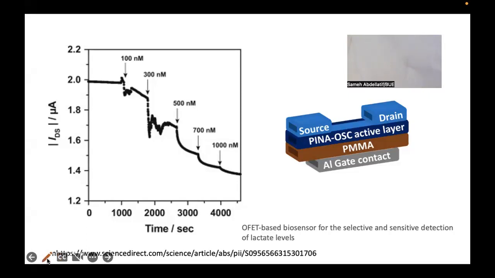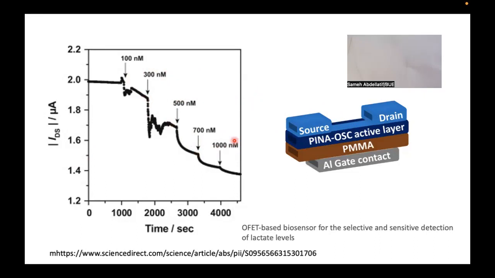And as you can see from this graph, as an output graph of this paper, this semiconductor acting as a channel connecting the source and the drain changes its property by the injection of different samples with different lactate concentration, leading to a decrease in the overall drain current. As you can see in this graph, by increasing the percentage of lactate in blood, the drain current starts to decrease.